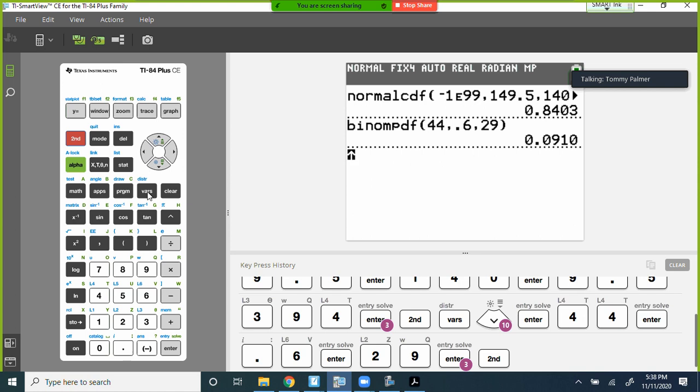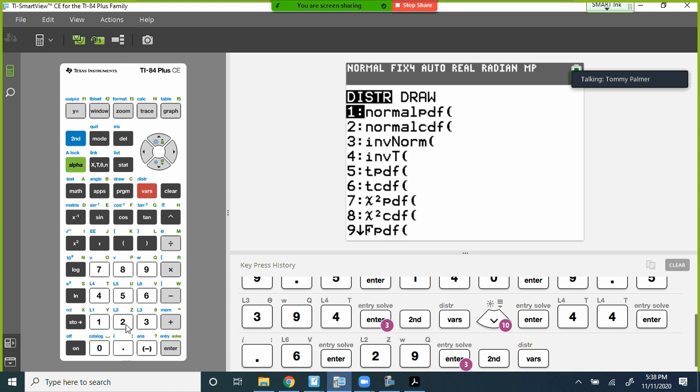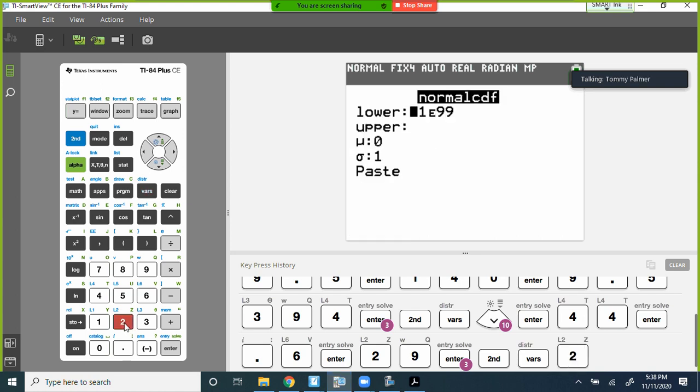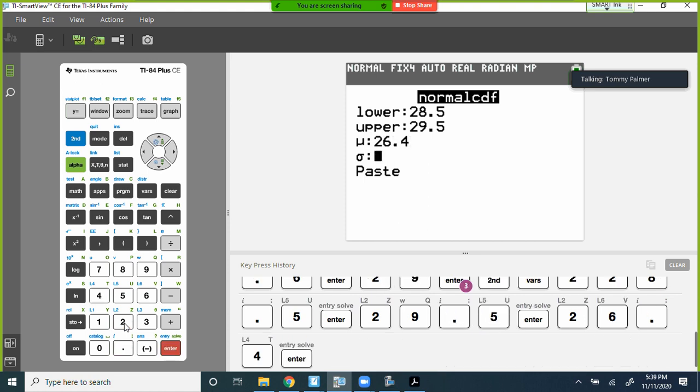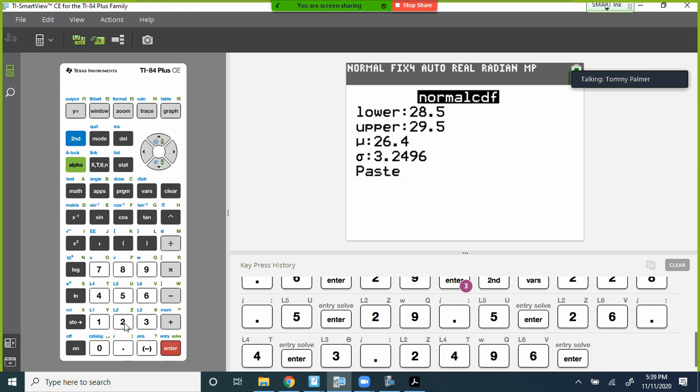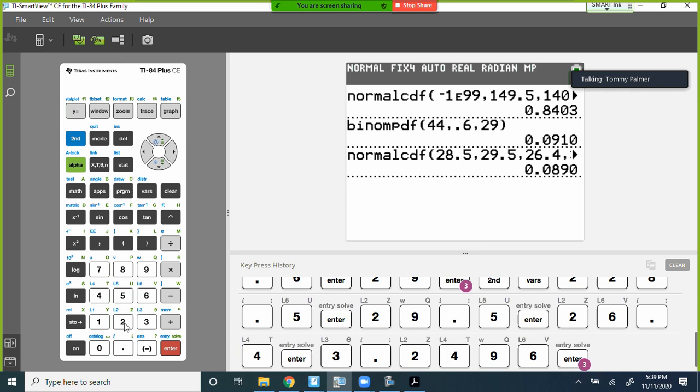So we're doing a normal cumulative. We've got a lower bound of 28.5 and an upper bound of 29.5. The mean is 26.4. The standard deviation of X is 3.2496. Hit enter, and if I do that, I get 0.089.